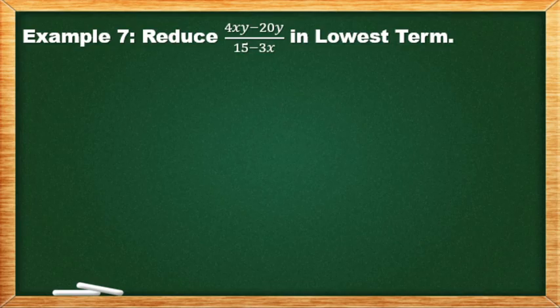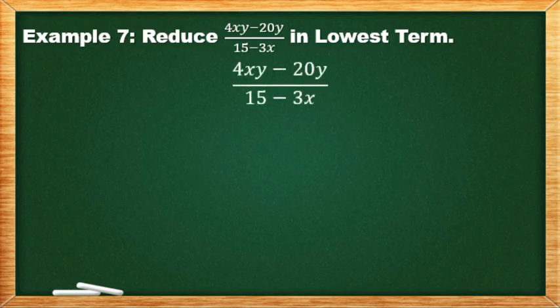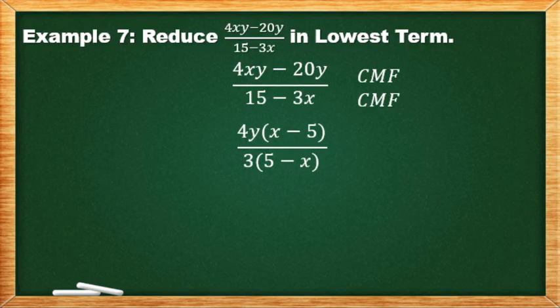Ito naman. Reduce 4xy minus 20y all over 15 minus 3x. So, ano lang yan? CMF lang yung dalawa na yan. Anong common factor sa taas? 4 and 20 can be divided into 4. Tama? Tapos parehas silang may y. So, the common factor is 4y. Sa baba naman, 15 and 3x. 15 and 3, pwedeng i-divide sa 3. So, that's why 3 lang ang common factor, no? 15 minus 3x.